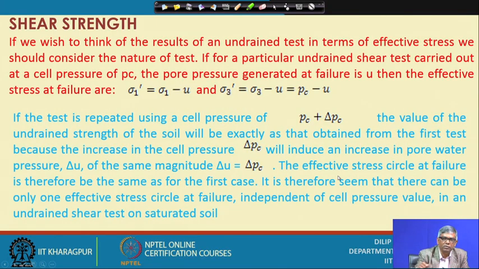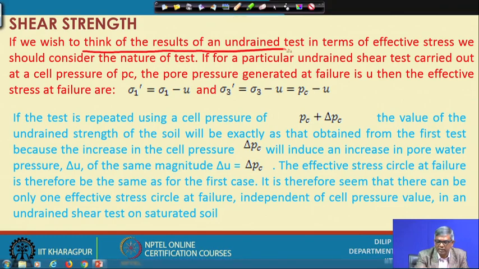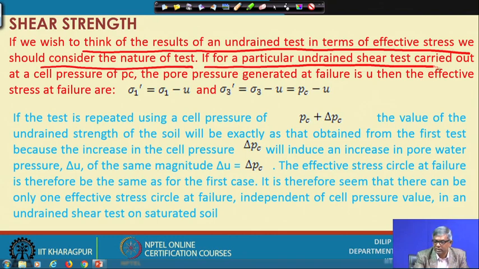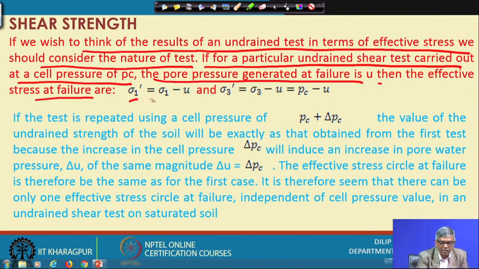This can be proved, actually this is the explanation. You can see I just read those things. If we wish to think of the results of an undrained test in terms of effective stress, we should consider the nature of the test. If for a particular undrained shear test carried out at a cell pressure of Pc, the pore pressure generated at failure is U, the effective stress sigma 1 dash will be sigma 1 minus U, and sigma 3 dash will be sigma 3 minus U.